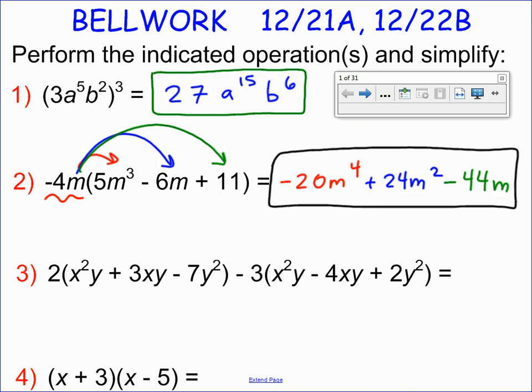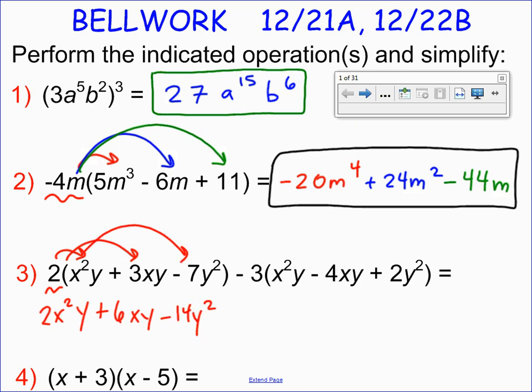So here we go, outside monomial factor 2, we're going to multiply that into my parentheses, so it looks like we've got 2x squared y plus 6xy minus 14y squared. And now we'll go ahead and continue the party. Remember, this negative sign belongs to somebody. Does the negative sign belong to this first polynomial in parentheses or the 3? Well, it belongs to the 3, and so we're going to distribute that negative 3 through the second set of parentheses in blue, but we're going to keep track of our signs the entire time.